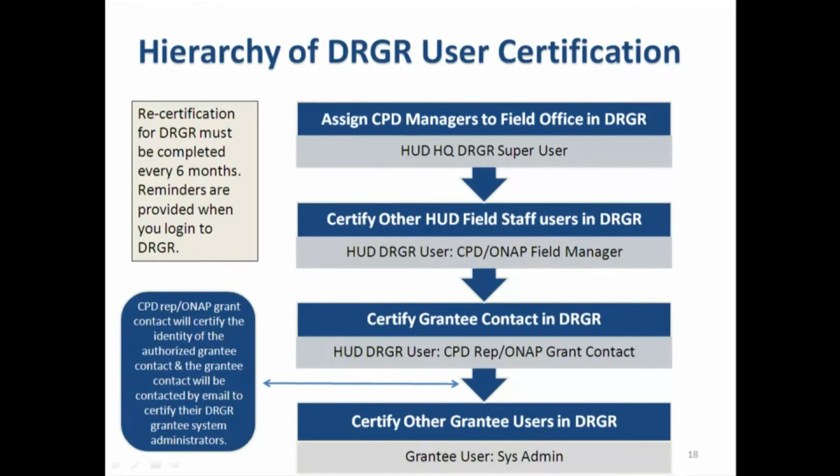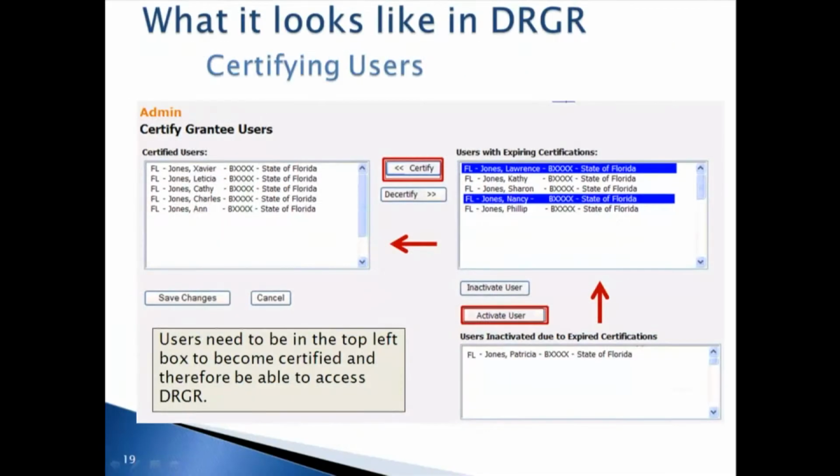Grantee administrators will then be able to certify and recertify the remaining users in DRGR using a screen much like the one they use to authorize each user's access by grant. DRGR users must be recertified every 6 months. The status of each grantee user account that has been established can be monitored and maintained in this section. To certify grantee users, grantee administrators will choose from the list of individuals from their organization that have completed and submitted the DRGR user request forms.